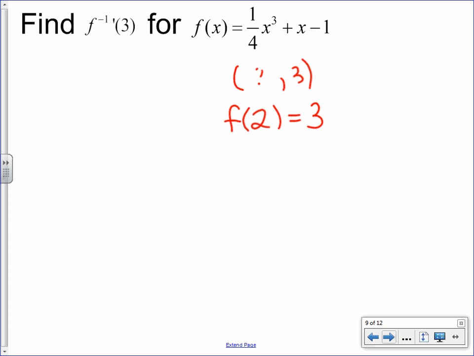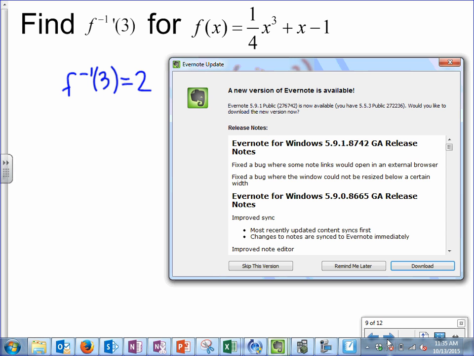Honestly, we just plugged in some numbers until it worked. So if we plug in 1, we can see that we're not going to get 3. If we plug in 2 to x, we get a value of 3. We just did some guessing and checking. Okay? So we know that f of 2 is 3. What does that mean about the inverse? F inverse of 3 is 2. But that doesn't really matter because we want the derivative of the inverse.